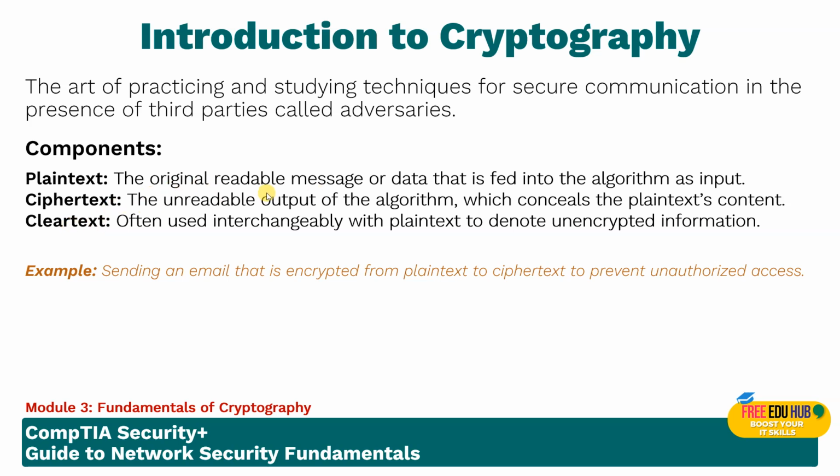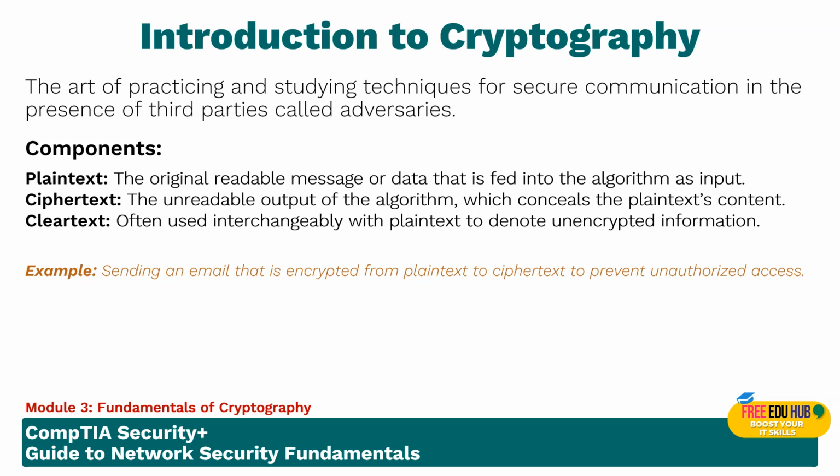Now, let's try to understand what they are. We'll go through it, and whenever I think there is a need for a hands-on exercise, we'll be covering that as well. So plain text is the original readable text or message that is fed into the algorithm as an input. Any text that we see on the screen in clear form which we can read easily is plain text. Then we have a ciphertext.